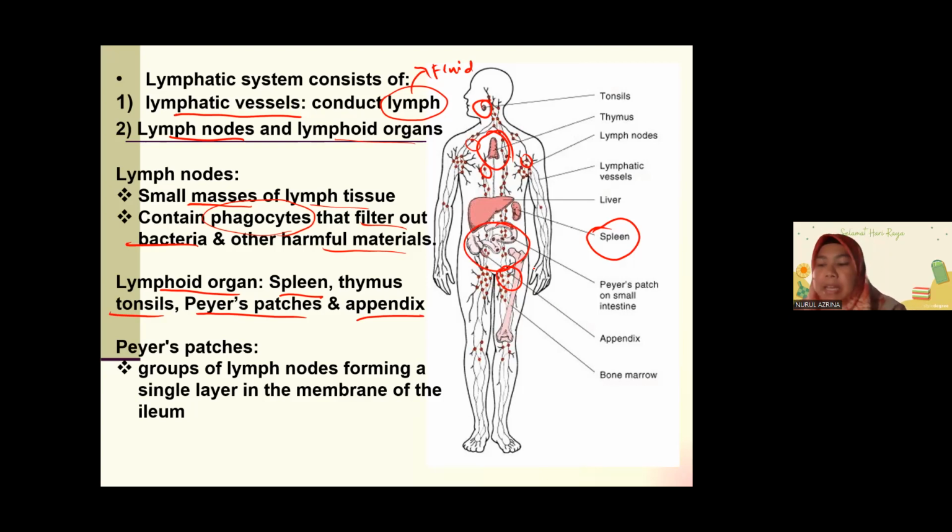And what are Peyer's patches? Peyer's patches are groups of lymph nodes forming a single layer in the membrane of the ileum in the small intestine.